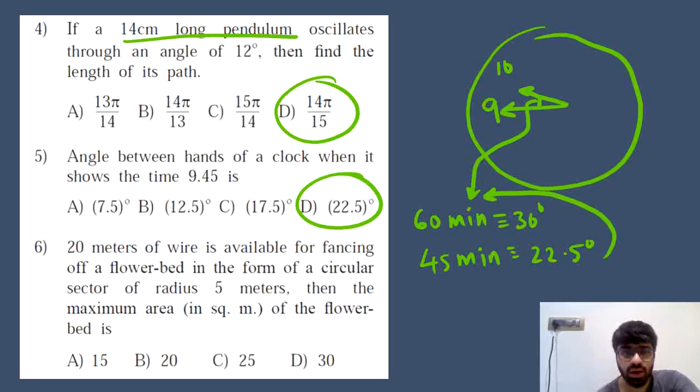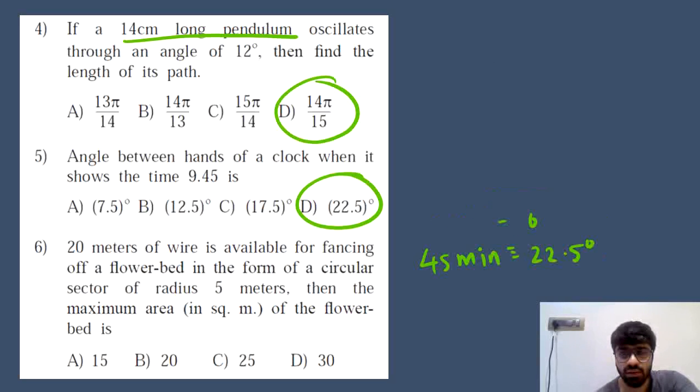The sixth one: 20 meters of wire is available for fencing of a flower bed in the form of a circular sector of radius 5 meters. So 20 meters of wire means the perimeter of that entire sector would be 20 meters, and the sector will have a radius equal to 5 meters. The maximum area of the flower bed is what?